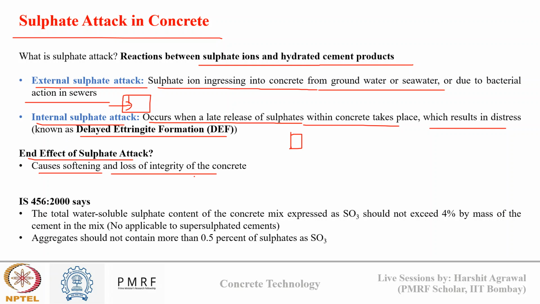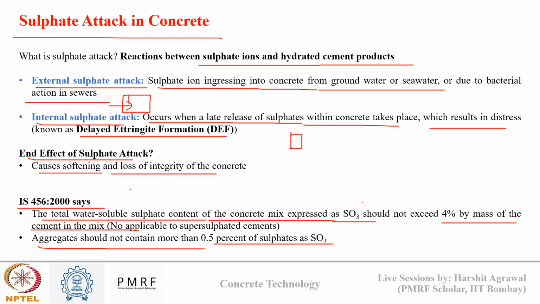That's why there are limits on sulfate degradation in IS 456. The IS 456 code says that the total water soluble sulfate content in concrete, as expressed in SO3 percentage, should not exceed 4% by mass of cement. And aggregate should not contain more than 0.5% of sulfates as SO3. That's why these limits are mentioned in the IS code, because sulfate attack can be a serious degradation issue for concrete.